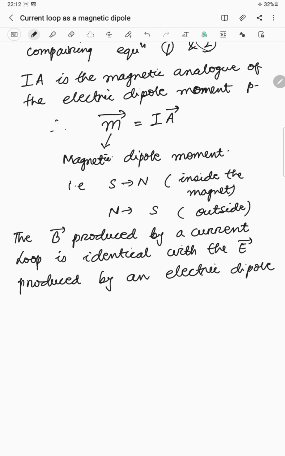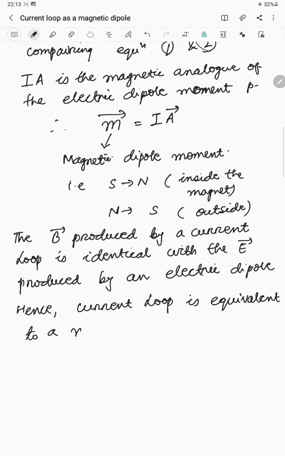So finally we can say, hence we can say that the current loop is equivalent to a magnetic dipole. It comes for a 2-mark question. Okay, so I hope it is clear. This comes for a 2-mark question.